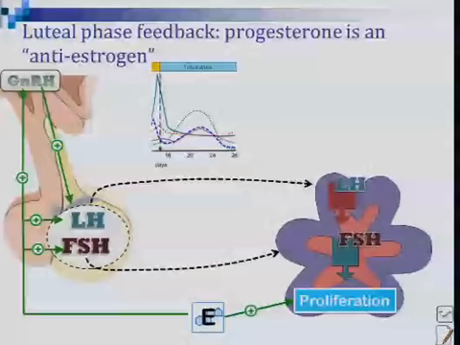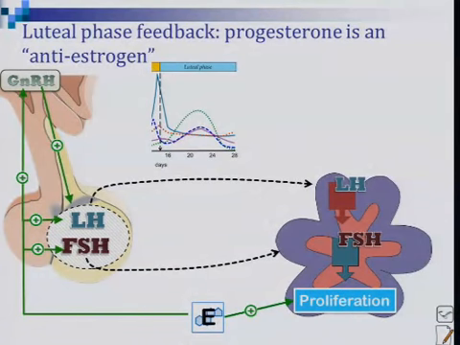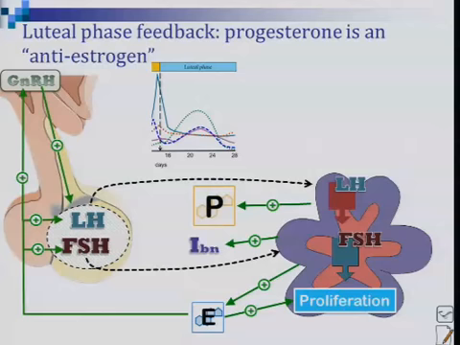Okay, so luteal phase feedback. Progesterone is an anti-estrogen. Okay, so this is the way I want you to think of progesterone. When you see estrogen, estrogen's a growth factor. Every place you see estrogen, something's proliferating, something's growing. Okay. Progesterone inhibits that, so it's kind of an anti-estrogen. Okay, so we're here in the luteal phase. We're secreting estrogen, progesterone, and inhibin.